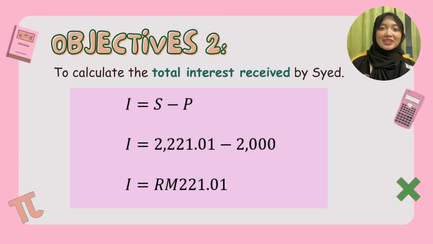Next, objective 2. To calculate the total interest received by Syed, we use I equals S minus P. To find the total interest I, future amount S needs to be subtracted by principal amount P. We already have our S from the previous objective and P from the question. We can substitute where S equals RM2,221 and 1 cent and P equals RM2,000. We will get the total interest RM221 and 1 cent.